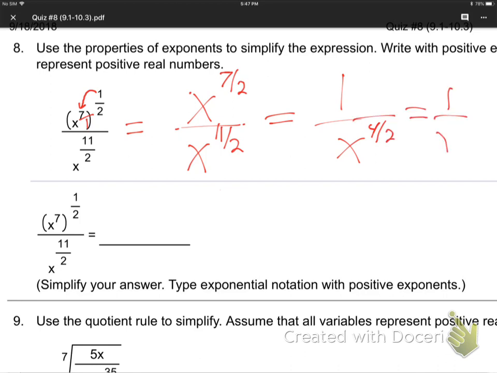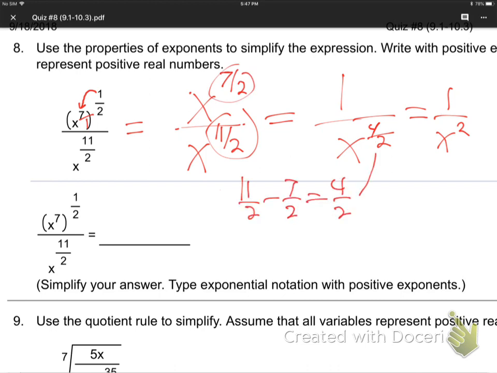And so this is 1 over x squared. 4 divided by 2 is x squared. Everybody see what happened there? This came from 11 halves minus 7 halves, which is 4 halves, goes there. So the bigger power is on the bottom, so the answer ends up on the bottom. Nothing but a 1 on the top. So it's 1 over x squared.